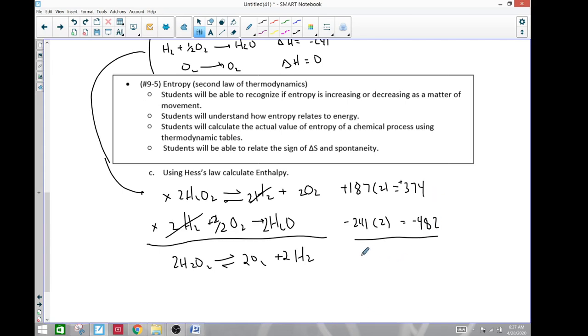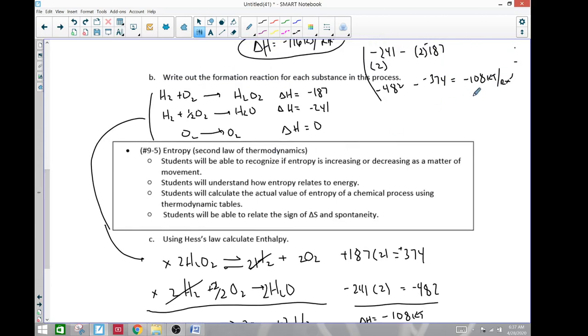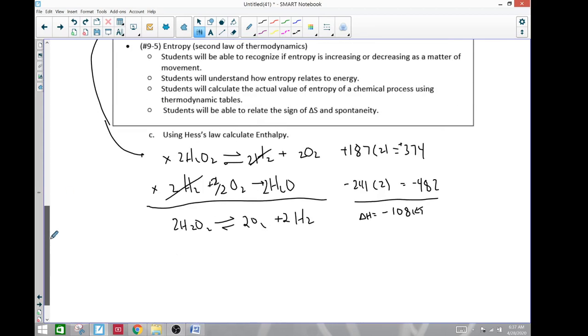All right, so delta H equals a negative 108 kilojoules per reaction cycle. And what did we get up top here? 108. Negative. So these two methods are basically the same thing. They are the same thing. One's a shortcut of Hess's law. So either way, they get the same answer.